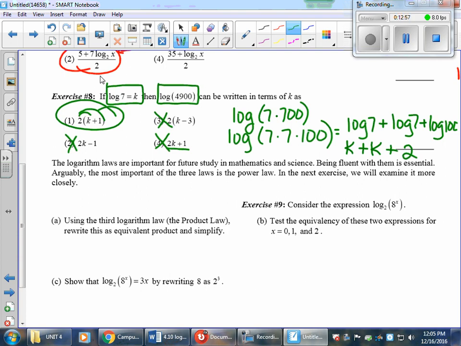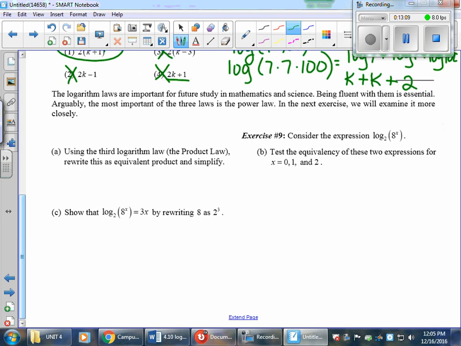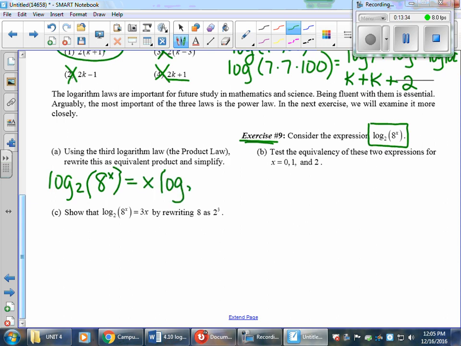Okay, exercise 9. Okay, mine is messed up a little bit. It's over here. So exercise 9 says consider the expression log base 2 of 8 to the x. Use the third logarithm law, which is the product law, to rewrite this as an equivalent product and simplify. So I know that if I have log base 2 of 8 to the x, we get x log base 2 of 8. And it says, and simplify.